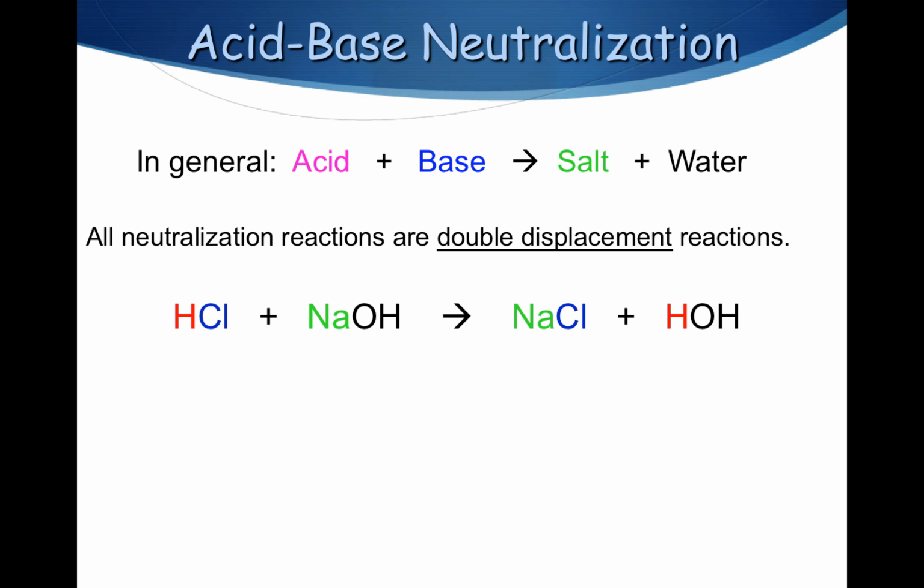For example, consider the reaction between hydrochloric acid and sodium hydroxide. The products are sodium chloride and water. In this reaction, the hydrogen and the sodium change places with one another to produce the salt sodium chloride, and when hydrogen replaces the sodium, you get hydrogen hydroxide or water.